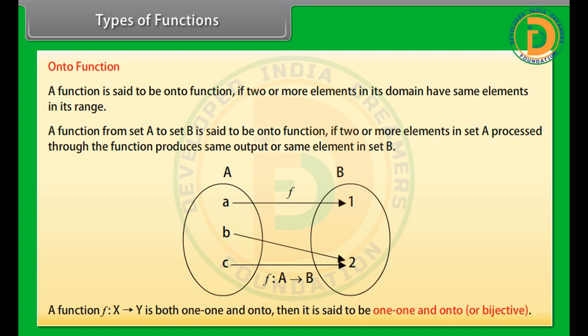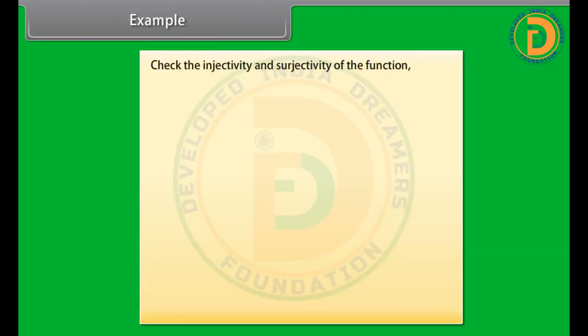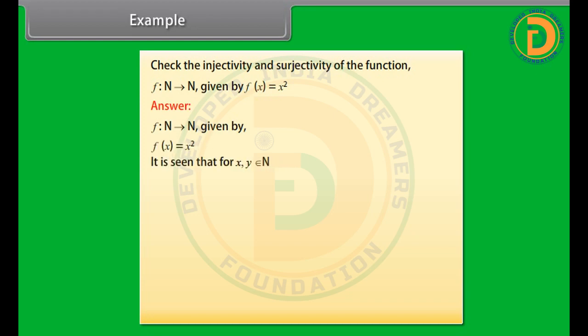A function f from X to Y that is both 1-1 and onto is said to be 1-1 and onto, or bijective. Example. Check the injectivity and surjectivity of the function f from N to N given by f of x is equal to x square. Answer. Function f from N to N given by f of x is equal to x square. It is seen that for x, y belongs to N, f of x is equal to f of y, which implies that x square is equal to y square, which implies that x is equal to y.